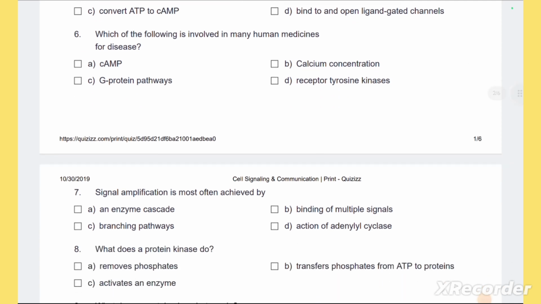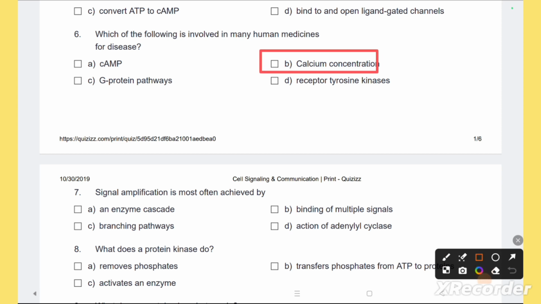Which of the following is involved in many human medicines for diseases? The question simply asks which among the following is used for the preparation of medicine for human beings. Options are A, cyclic adenosine monophosphate; option B, calcium concentration; option C, G protein pathway; and option D, receptor tyrosine kinase. So the answer of question number 6 is calcium concentration.